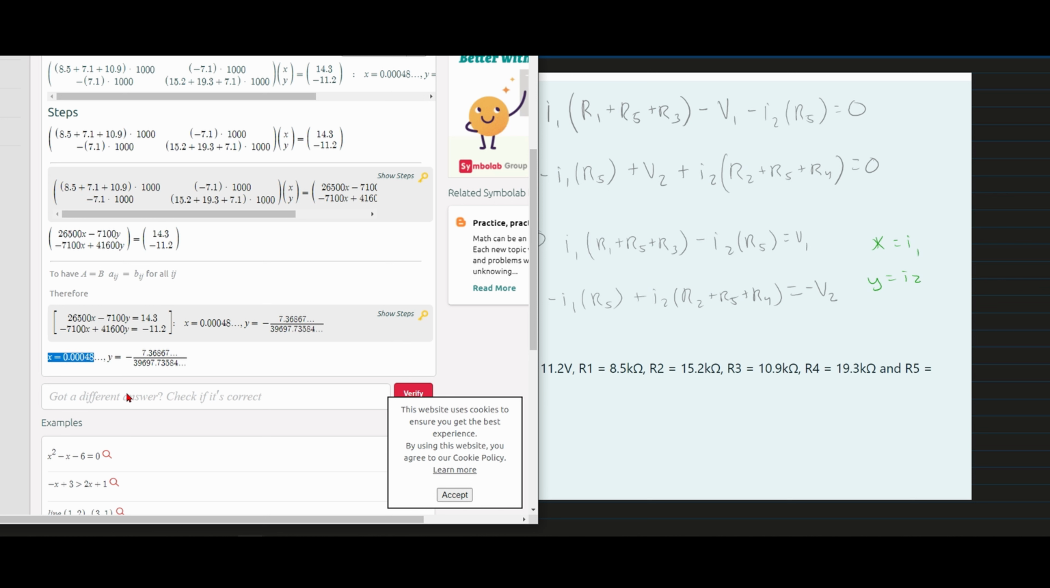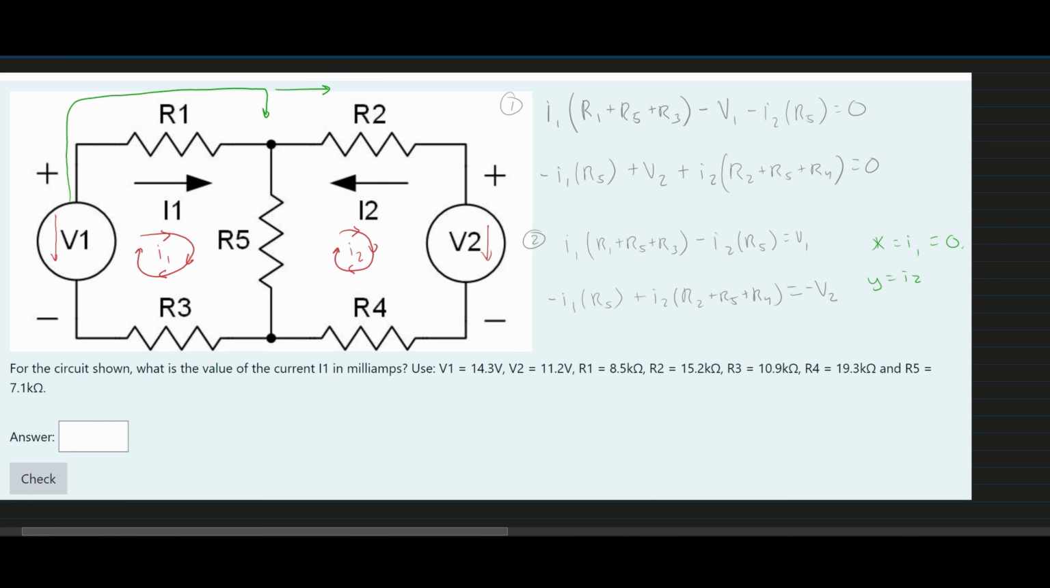X is the only thing that we care about because X is equal to I1. So that means this is going to be equal to 0.00048, and this is measured in amps. Now the question is asking for it in milliamps. So we are going to have 0.00048 amps times 1 milli over 10 to the negative 3, because that's the conversion. This is going to move over 3 places. That just means that the answer for this problem is 0.48, and this is in milliamps. So that's how you go about solving this problem.